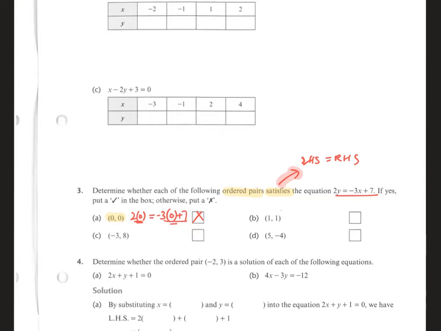Similarly, we check for 1, 1. 2 times 1 is equal to minus 3 times 1 plus 7. This is a 2, and this is a 4. So that's why it's wrong as well. And you may try C and D by yourselves.